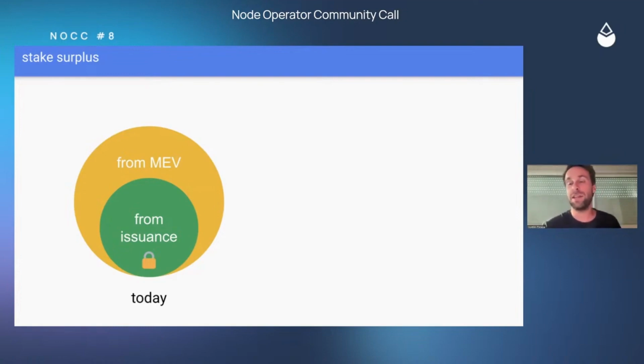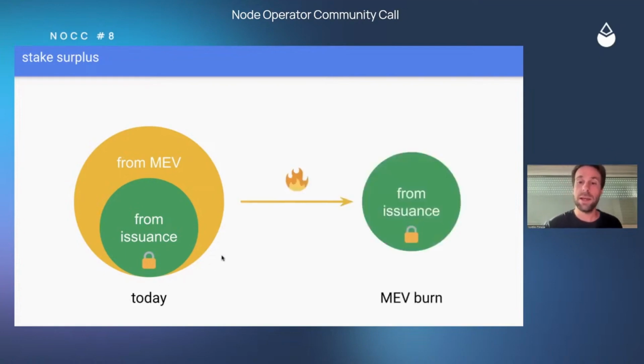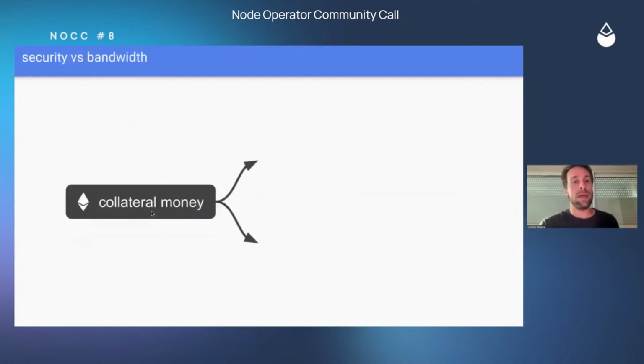And actually that is where we were before the merge. Before the merge, you only had rewards from issuance. And so arguably, any kind of non-zero MEV that's going to the stakers is overpaying for security, because we have this security from issuance alone. And there's two consequences of overpaying for security.